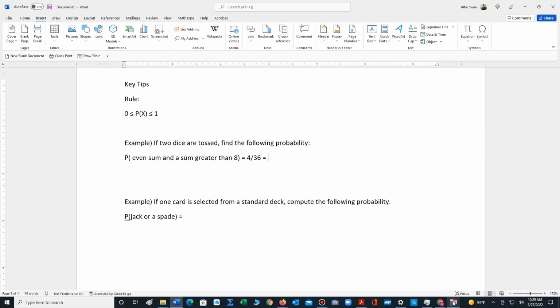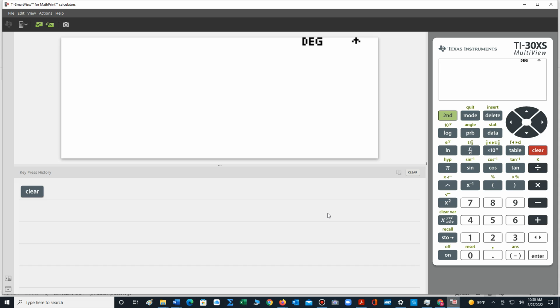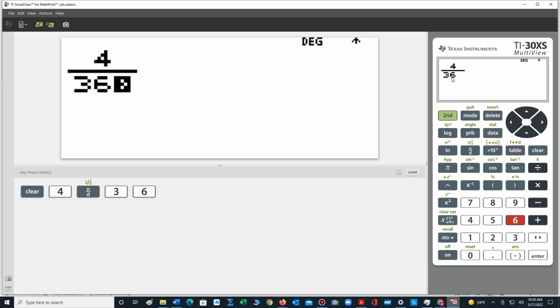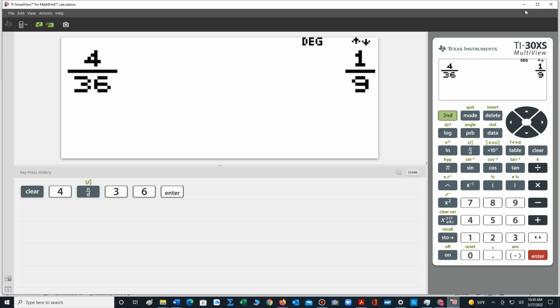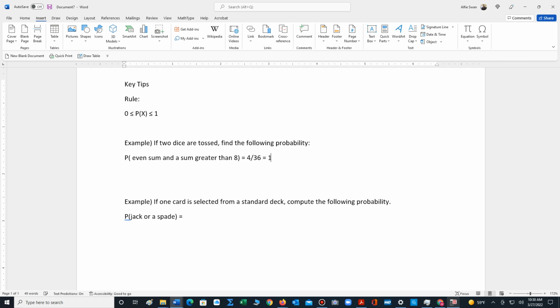So let me show you how this is done on a typical scientific calculator. On a calculator, you should have a fraction button, either n over d or some form of UND. It may be A, B, C. So let's type in 4. We select our fraction button, type in 36. And if we want to reduce this fraction, we simply select enter, and it's equal to 1/9. And that's our answer.